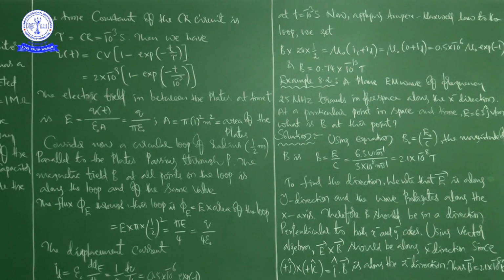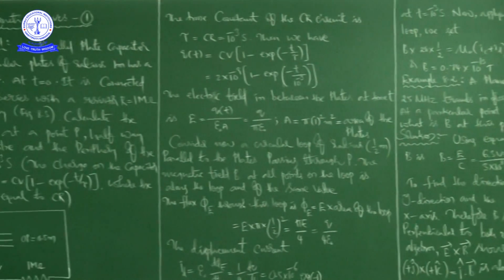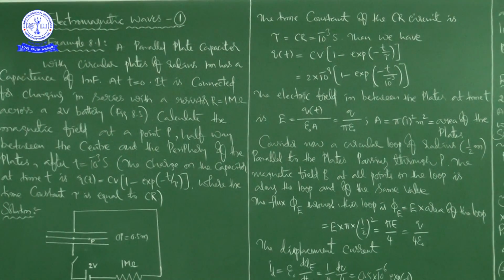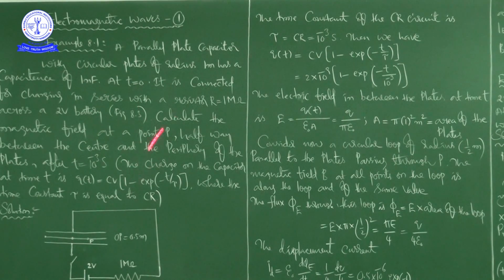Now he is asking to calculate the magnetic field at a point P, halfway between the center and the periphery of the plates, at about t equal to 10 to the power of minus 3 seconds. That is also important; when time changes, that value will change. In the bracket, they have given the expression for charge on the capacitor, where the time constant tau is equal to CR. So this is the circuit already given as a part of the question. Otherwise, you can draw it based on the given information.